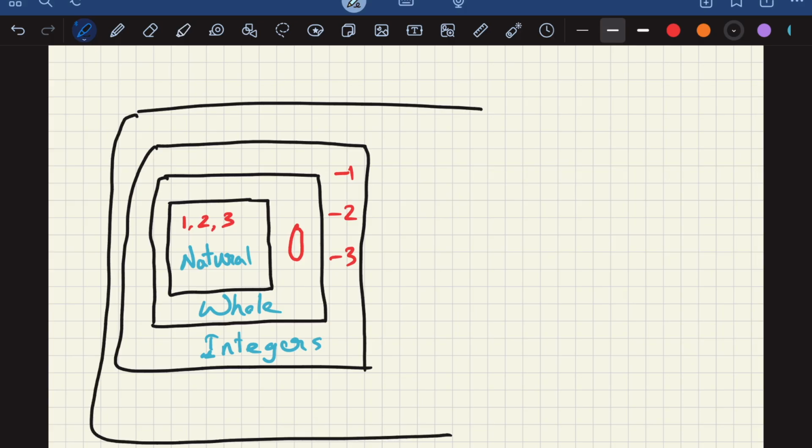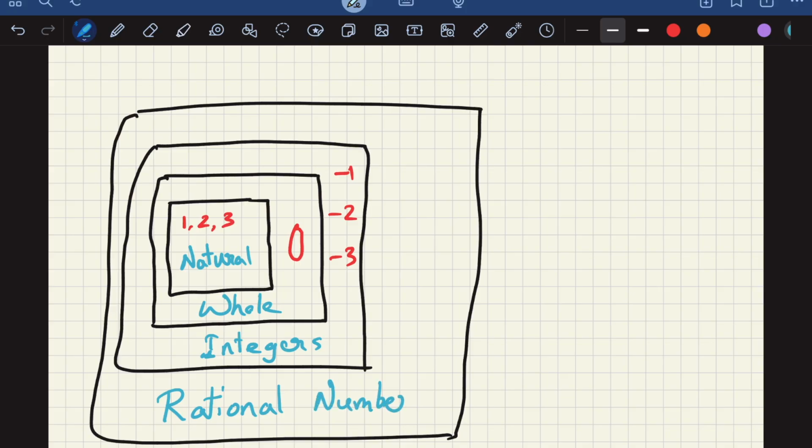Now, if you wrap the integers inside an even bigger box, now you have rational numbers. Rational numbers are any number that you can represent as a fraction. A fraction like 1/4, which in decimal is 0.25. But the condition is the denominator cannot be 0.